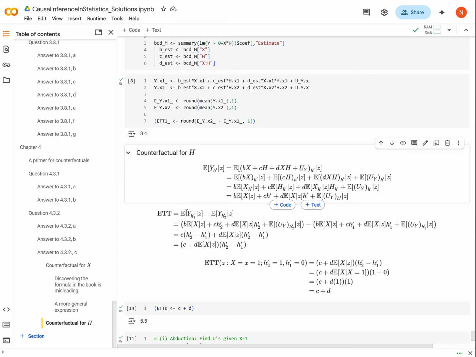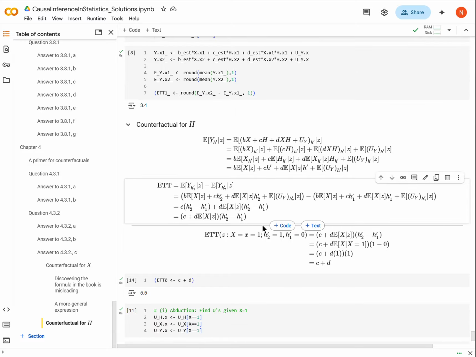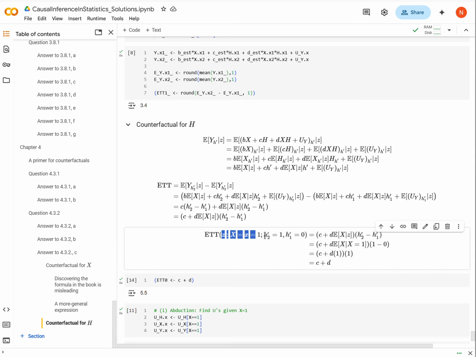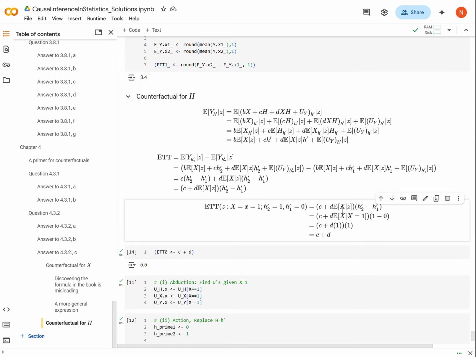Now finding the ETT is just subtracting one counterfactual value from the other. When we do that, we come out with this expression right here. If we apply our evidence where z is x equals 1, h prime 2 is 1, h prime 1 is 0, and we plug those into the expression, this value becomes the expected value of x given x equals 1, which just equals 1. And we have h prime 2 minus h prime 1, which is 1 minus 0, which is just 1, and so we get c plus d.